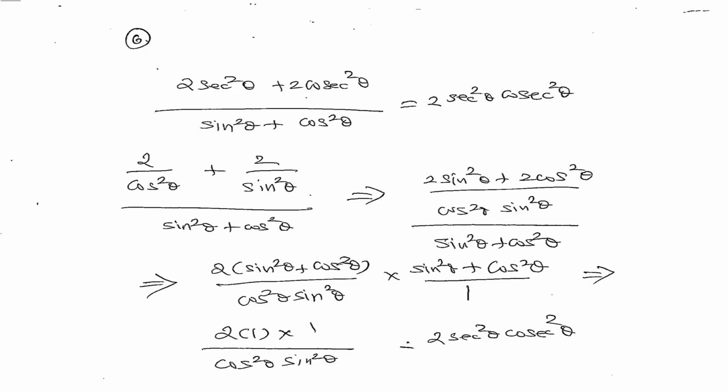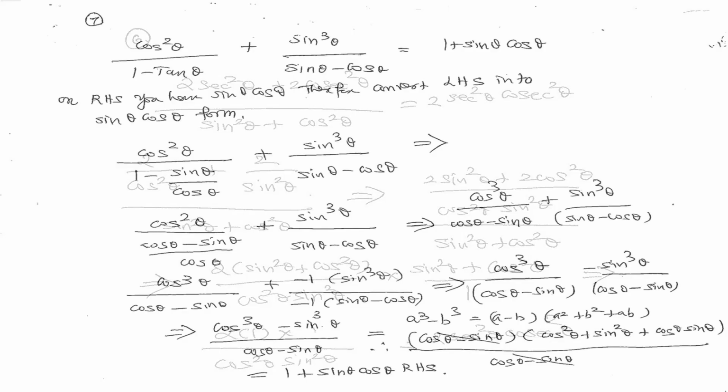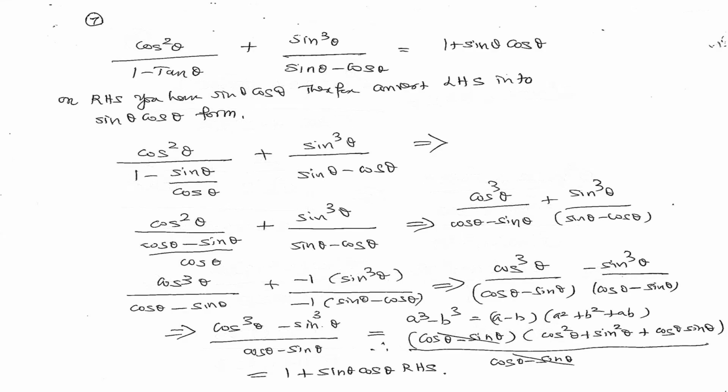Therefore, 2 sin squared theta plus cos squared theta by cos squared theta by sin squared theta, and while dividing it by the denominator sin squared theta plus cos squared theta, sin squared theta plus cos squared theta goes up. So 2 into 1 into 1 by cos squared theta by sin squared theta will be the result. 1 by cos squared is again sec squared, 1 by sin squared is again cosec squared. Therefore, 2 sec squared cosec squared theta is RHS proved.